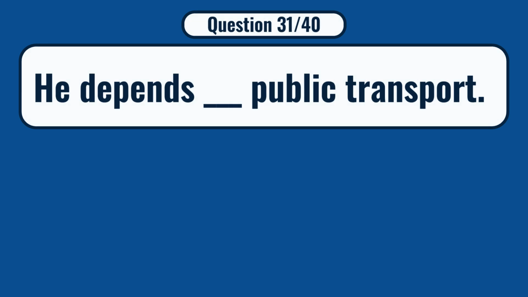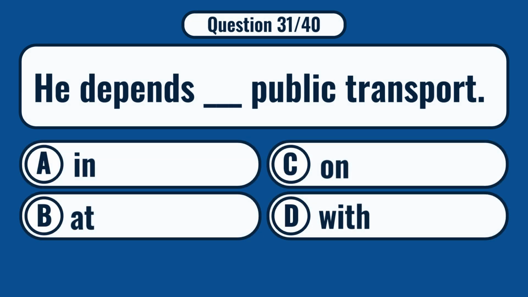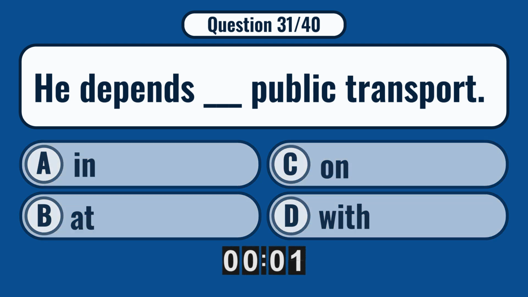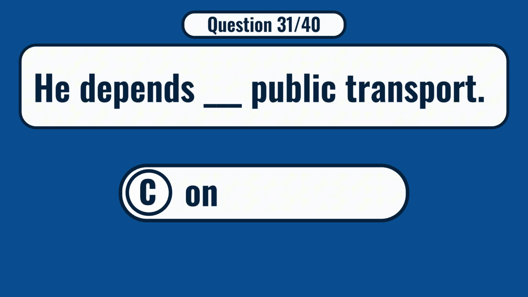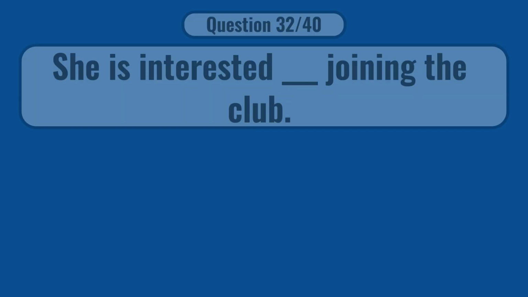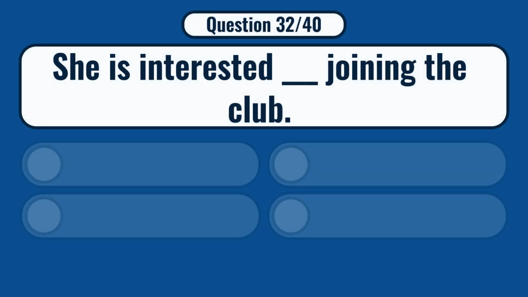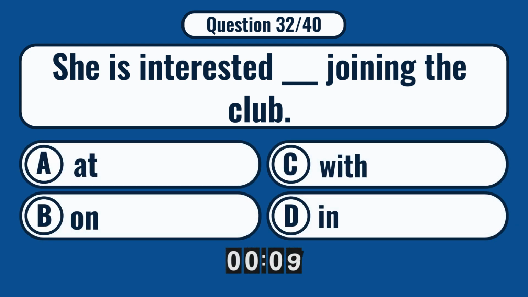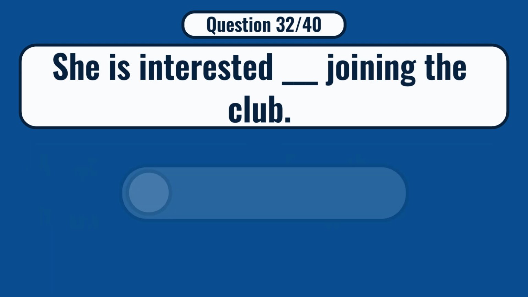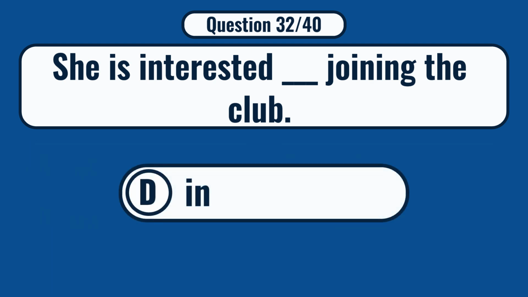Which word is missing? Answer C, he depends on public transport. Which word is missing? Answer D, she is interested in joining the club.